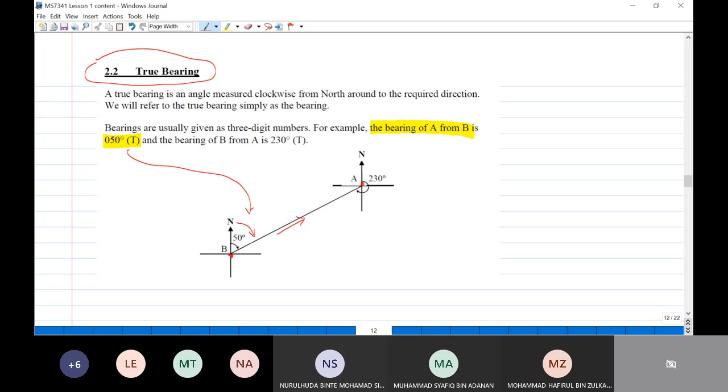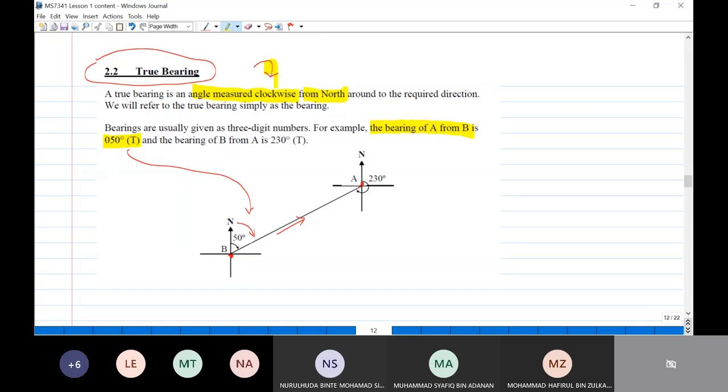Remember that when you measure the angle, it is always clockwise. Clockwise means this way. You want to measure the angle clockwise, this way, from the north. I think you all know this, but make sure you all come across this. From the north. This is how people find the bearing.